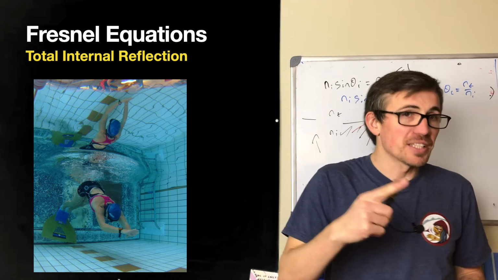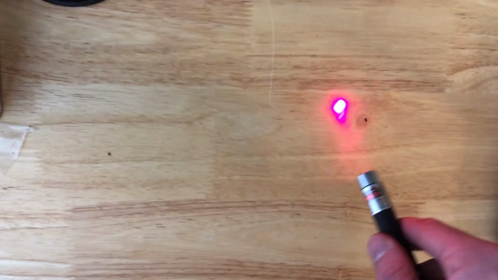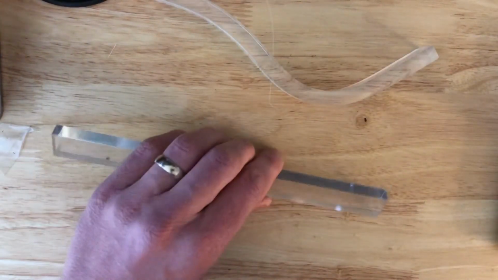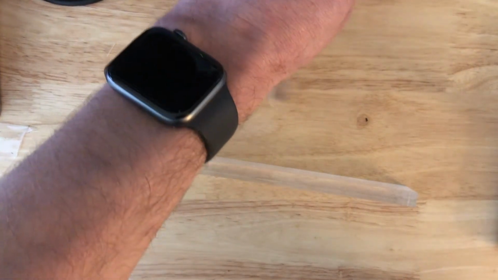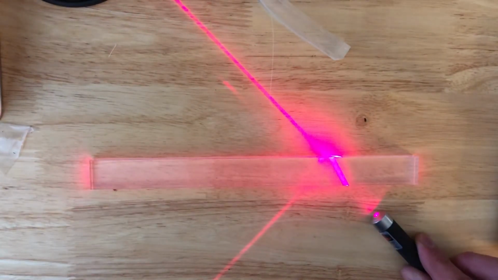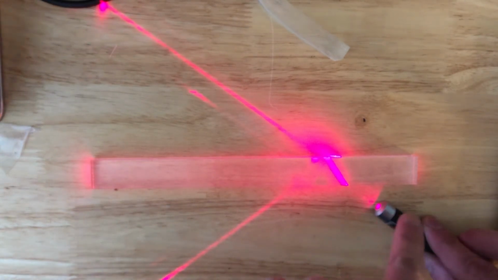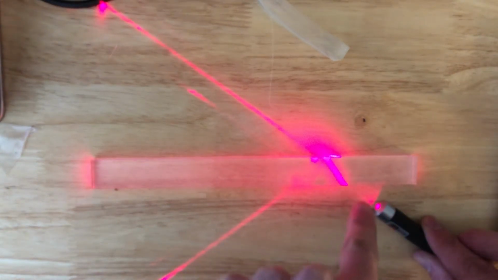So check this out. Here I have a laser and some pieces of plastic that have a given index of refraction, about 1.5, I think. We can see a few interesting things here. First of all, we can see refraction. If I shine light into this surface at an angle like this, it's bending. The transmitted ray is obeying Snell's law.